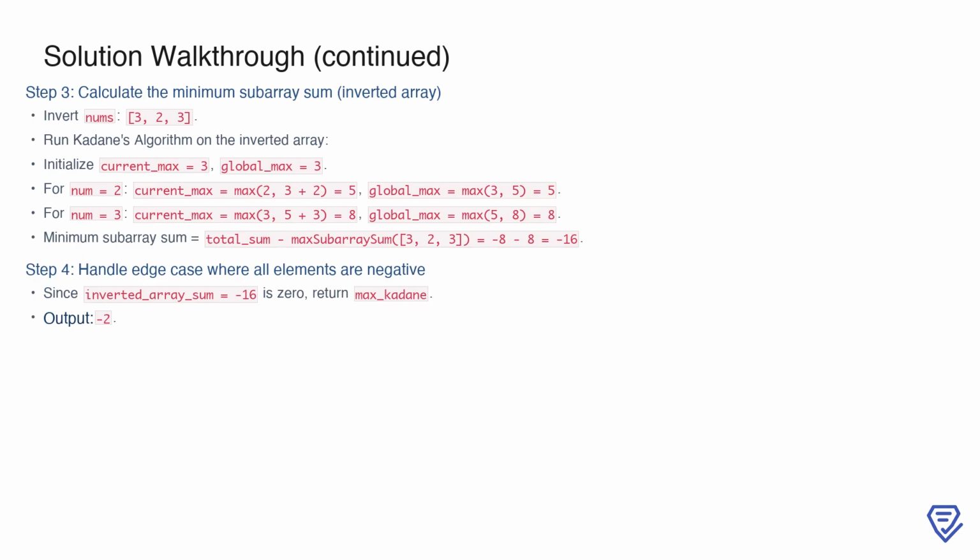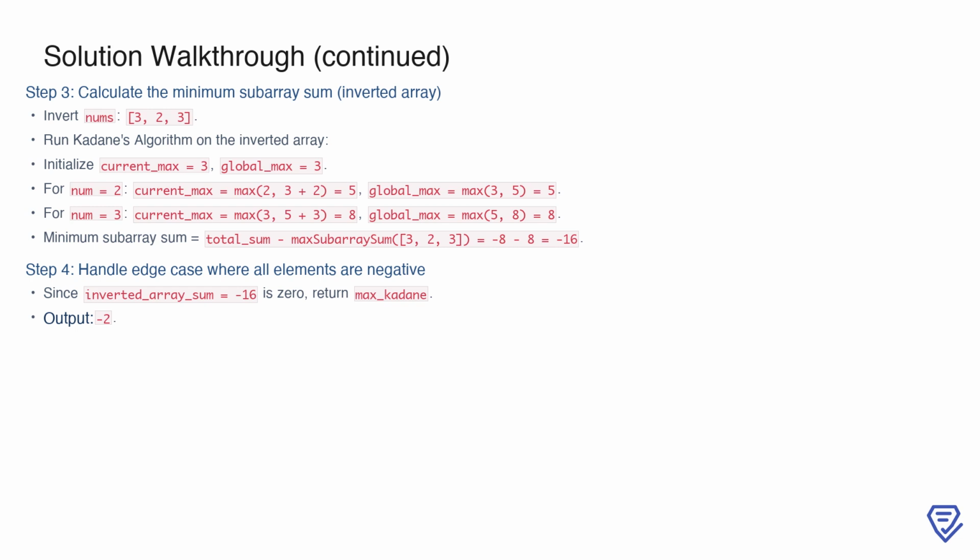To handle the circular case, we invert the array to get 3, 2, 3, and apply Kadane's algorithm to find the maximum subarray sum of the inverted array. We initialize current_max and global_max to 3. For 2, current_max becomes 5, and global_max updates to 5. For the final 3, current_max becomes 8, and global_max updates to 8. The minimum subarray sum for the original array is calculated as total sum minus the maximum sum of the inverted array. Subtracting 8 from minus 8 yields minus 16.